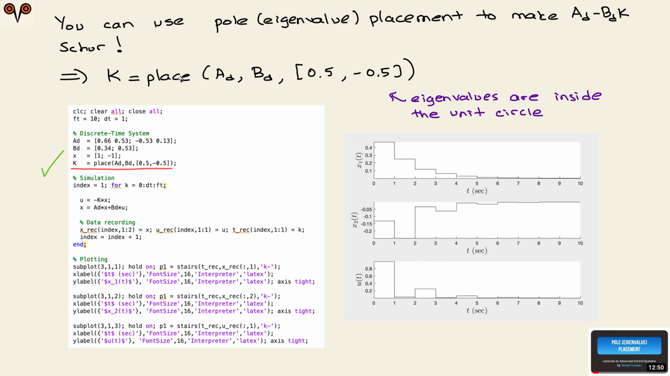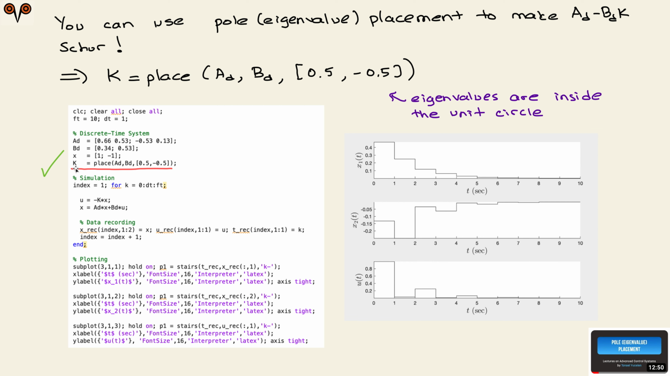This is the command. Again, you can learn pole placement by watching the continuous time version. It works the same way for the discrete time case. You just need to choose your desired eigenvalues inside the unit circle. This is a sample code. I am having this AD, BD. These are the discretized system that I did in the previous video on discrete time control, where I used exact discretization, and I mentioned that it is my favorite method.